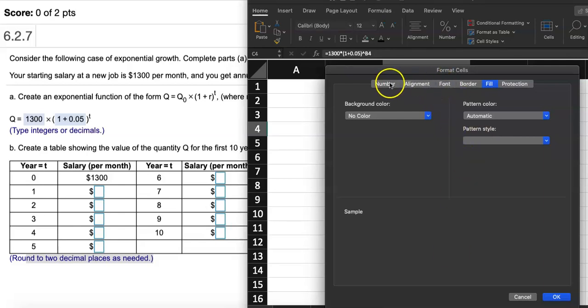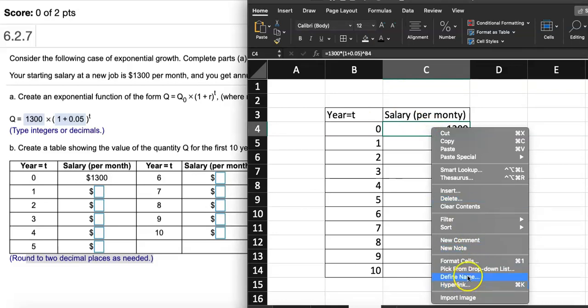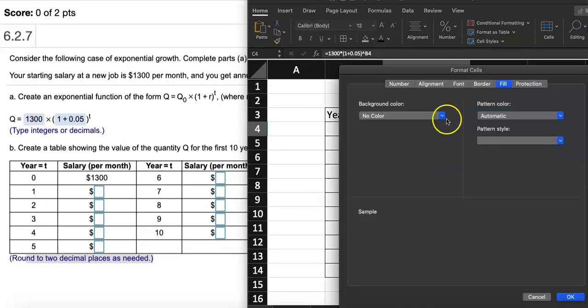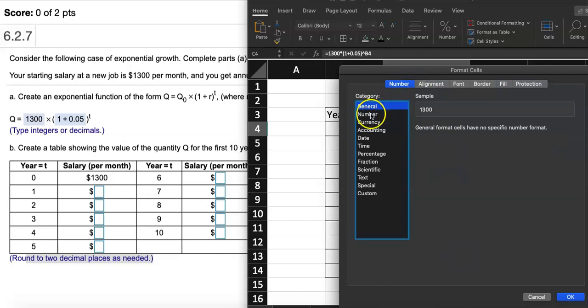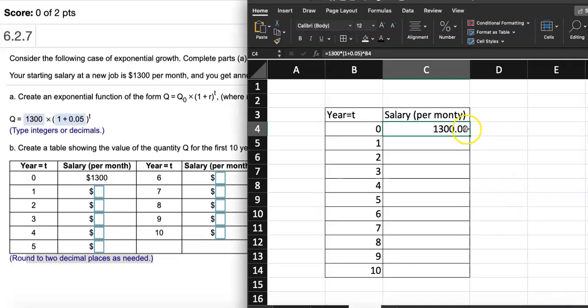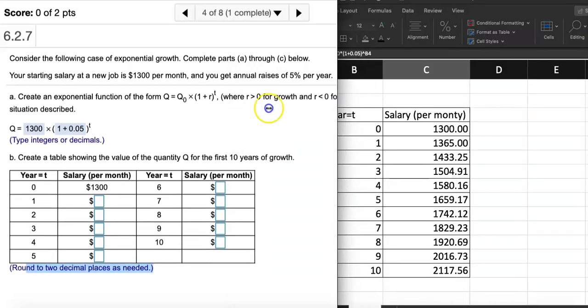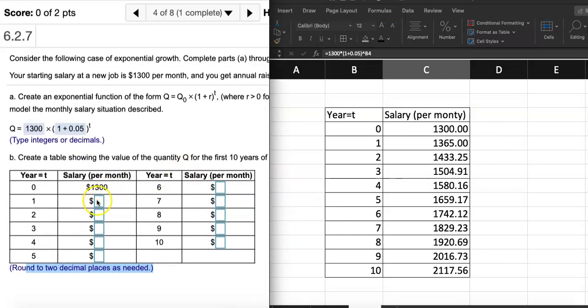So format, how do I format this? Format cell, number, number with 2 decimal places. If I do that and then copy this down, I'll be able to get the rest of the numbers, right? My job is just to simply copy this down on this MyMathLab homework. So let me do that, and then I will click on check answer with you and feel happy.